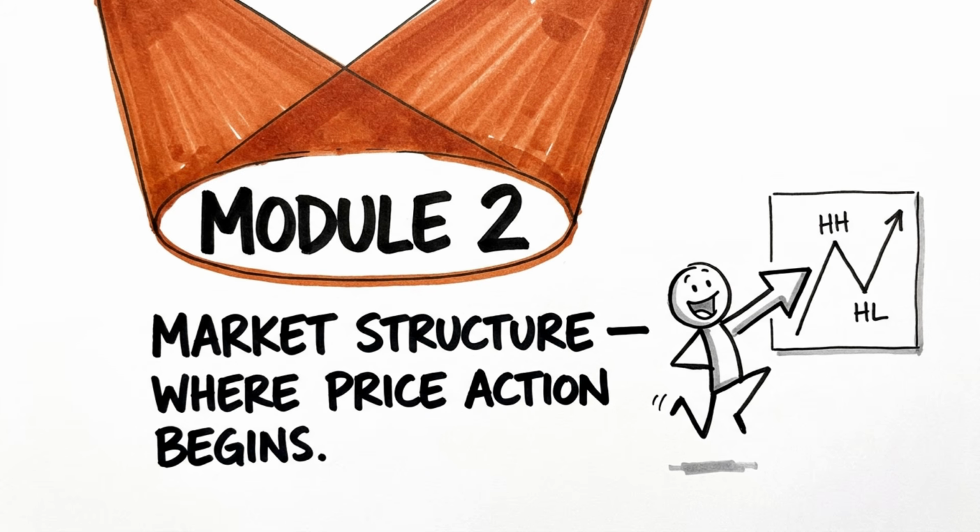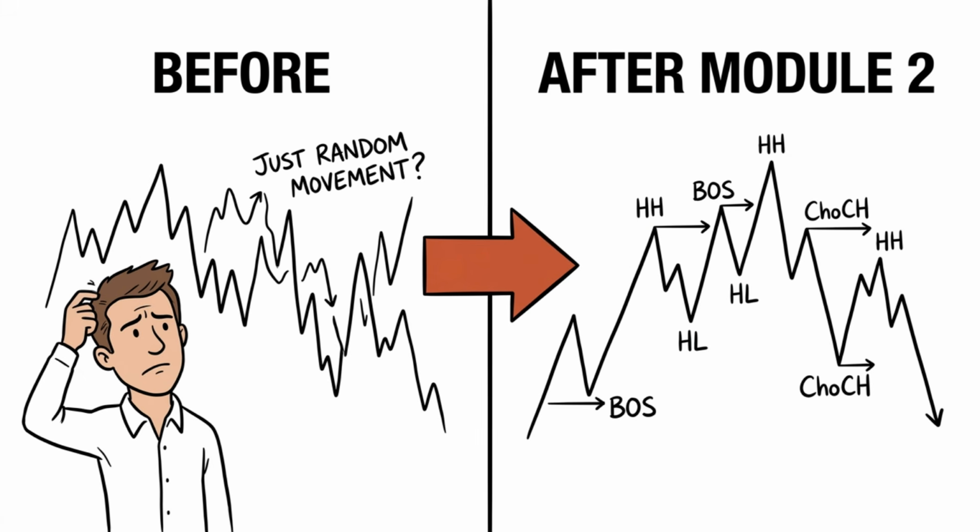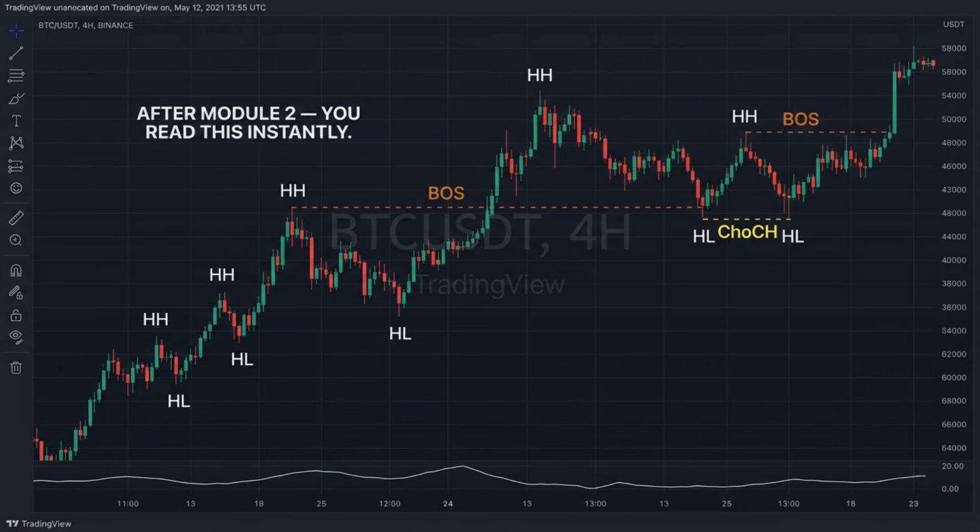Pure fundamentals built the right way. Then, Module 2, Market Structure. This is where price action begins. Higher highs, higher lows, break of structure, change of character, internal structure versus external structure, displacement candles, inducement, premium and discount zones. By the end of this module, you will be able to look at any chart on any time frame and immediately know what the market is doing and where it is in its cycle.